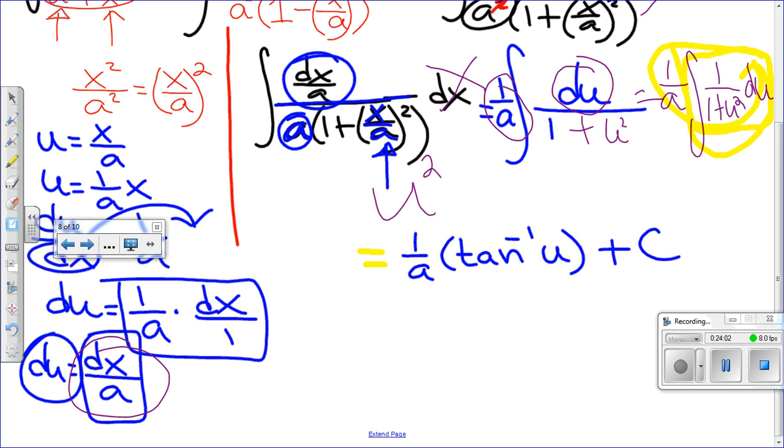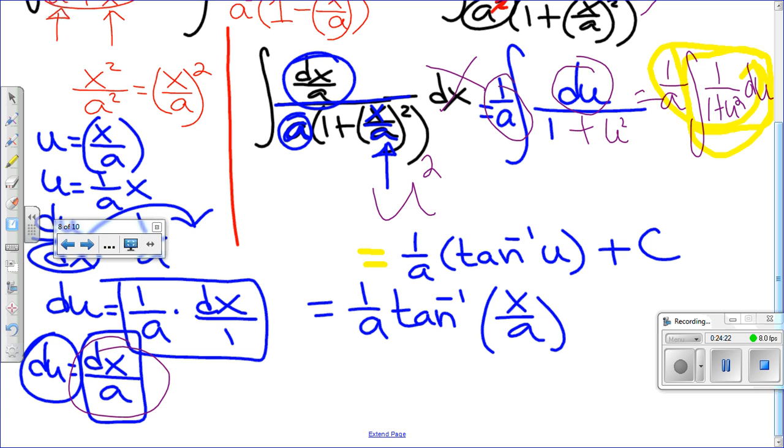And so what we got to do is go back and, of course, substitute u, or back substitute. So that will be the tangent inverse of whatever we call u, which was x over a, and then plus c. And I know you might be inclined to want to cancel this a with the a inside the angle, but remember, they're not like terms. This is a coefficient, and this is an angle. So you cannot do that. So don't do it.